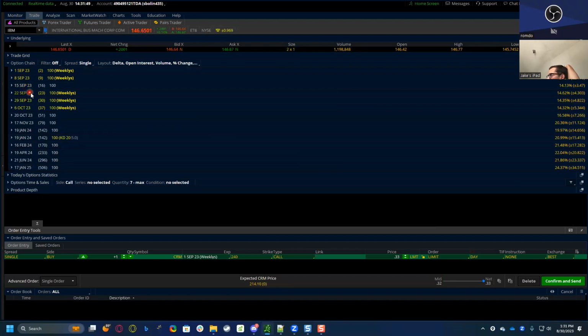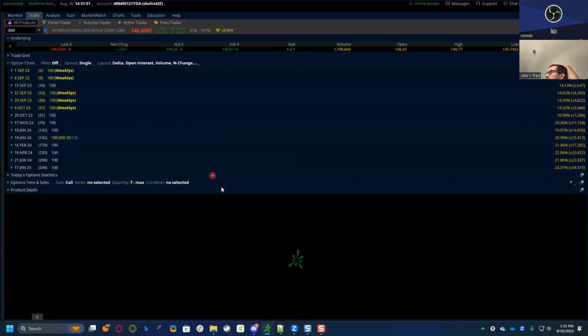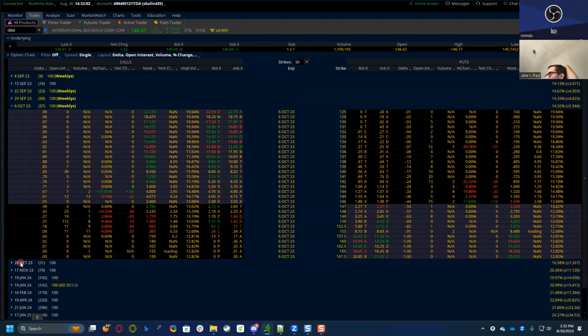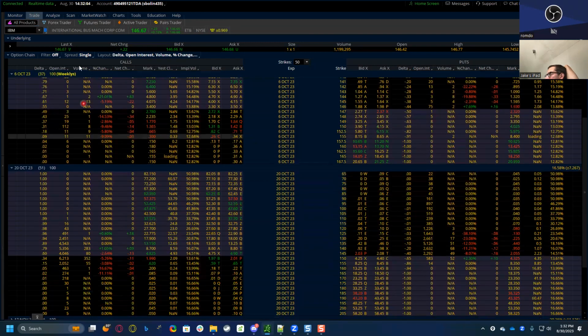We're not looking for a long-term thing because once we break 140, we would change the trade anyways. So something between the October 6th and the October 20. I kind of like both of those. Easiest way to figure out which one we want is which one is more liquid. So we go in and look at the volume and we look at the open interest.